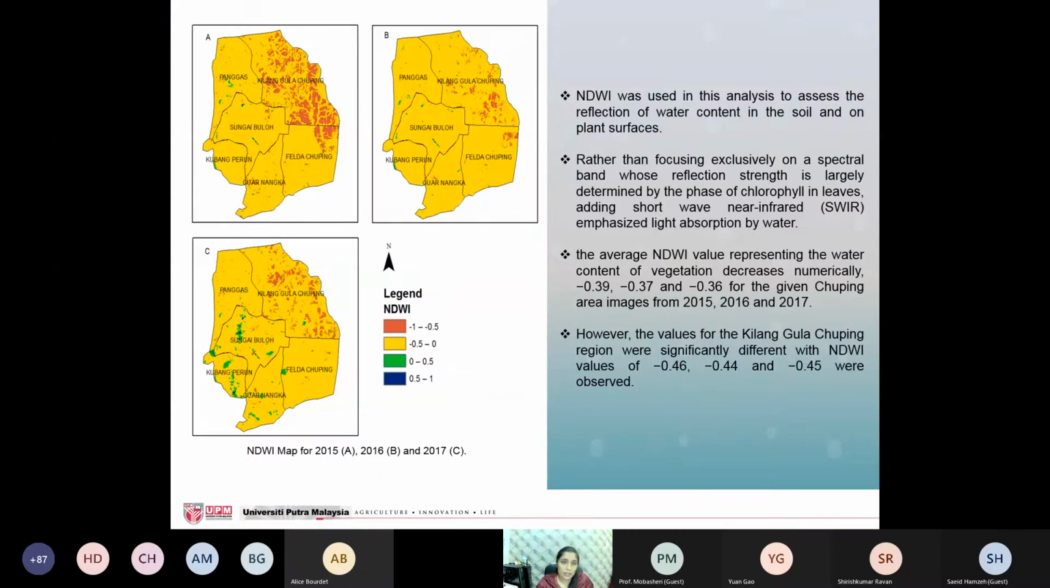And the results from this were that, true enough, we had some parts of the region, in the Chuping district, with higher water deficits. And you can see the brick red colors in the map. That's where the lowest water content was, in the vegetation and also in the soil. So here we can say that the NDVI for the area overall was about 0.3, 0.37, and 0.36 for the 3 years that we are looking at.